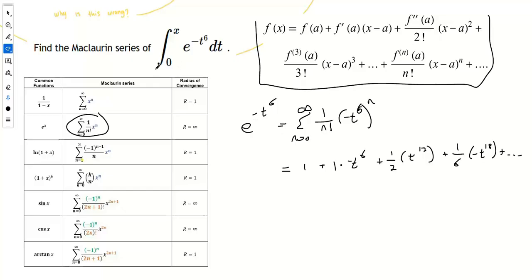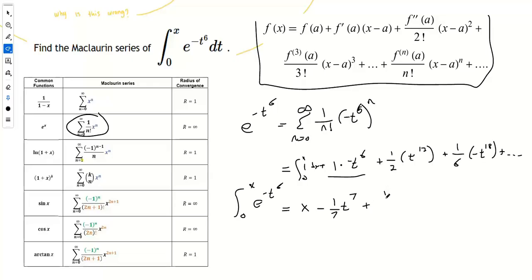We wanted the integral of each of these terms, so to find the integral from 0 to x of e to the negative t to the 6, you just want to integrate each term from 0 to x. So the integral here from 0 to x with respect to t is just x, and the integral here, with respect to t, that's negative t to the 6. So that's going to be negative 1 over 7 t to the 7th, because when you take a derivative, it turns back into that.